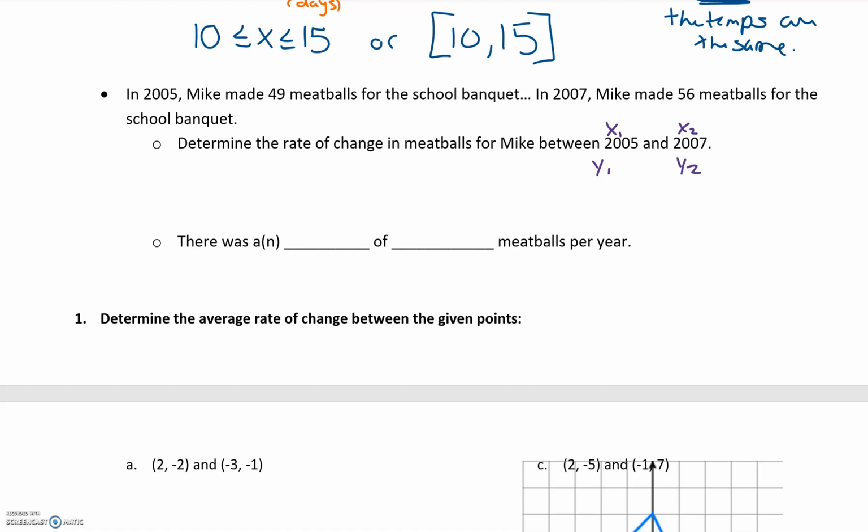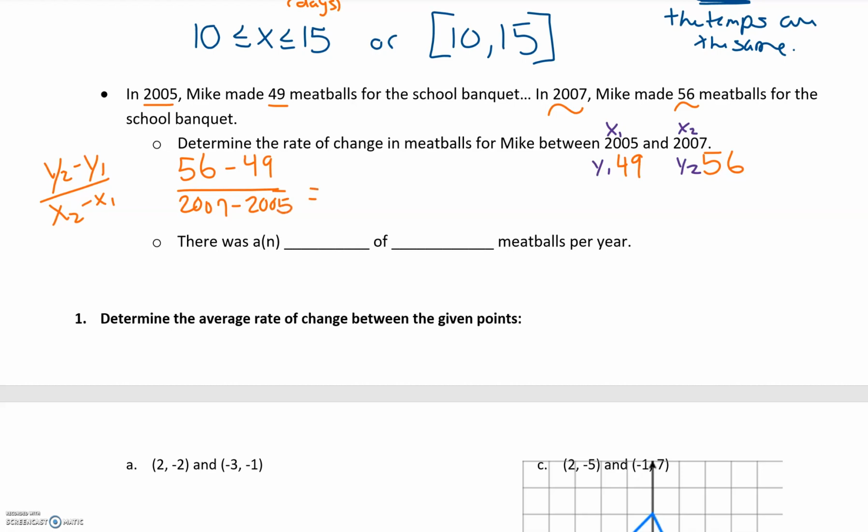So in 2005, Mike made 49 meatballs. But in 2007, he made 56 meatballs. So now we can just set up our Y2, 56, sorry, that's messy, 56 minus 49. So remember, this is Y2 minus Y1. Now we're going to divide by X2 minus X1. Well, X2 is 2007 minus X1, which is 2005. So that is going to give us 7 over 2.